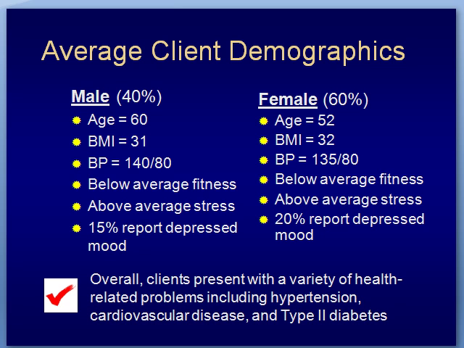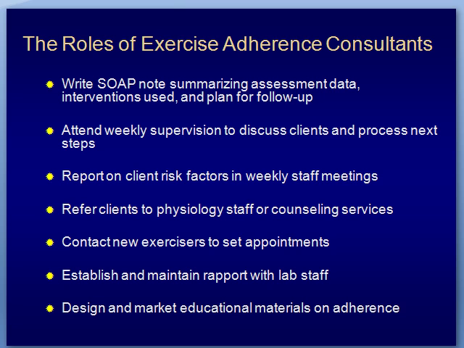And so those people may be a little bit more in need. What do our people do? They write notes, they summarize data, they try to help the exercise physiology people understand the psychology of each individual client. So they come to supervision meetings, they discuss the clients, process next steps, go to the staff meeting, talk about those client risk factors, almost like a medical round type of environment. They, of course, contact people, establish rapport, and then occasionally we do handouts and other things.